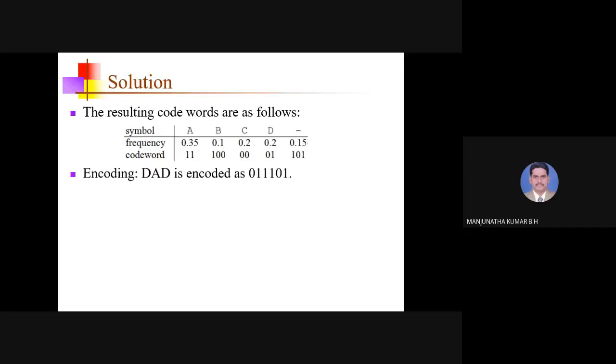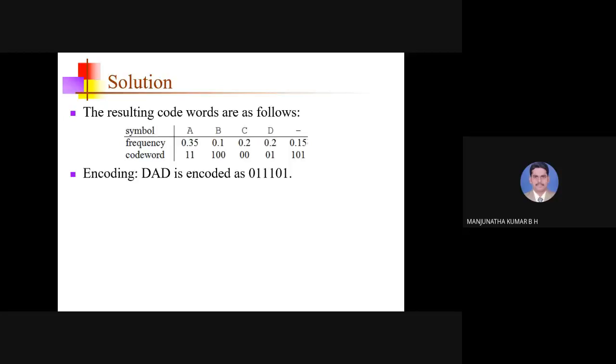Okay, now let me explain the encoding and decoding method using this solution. Now I want to encode the word dad, D-A-D. How can you encode? Very simple. I know the code for D, it is 01, write 01.